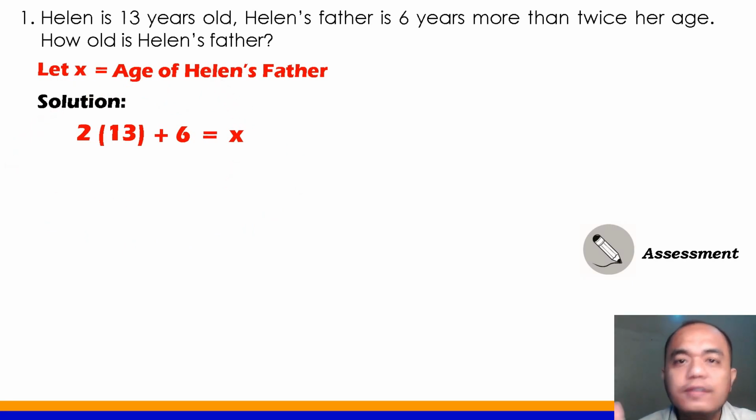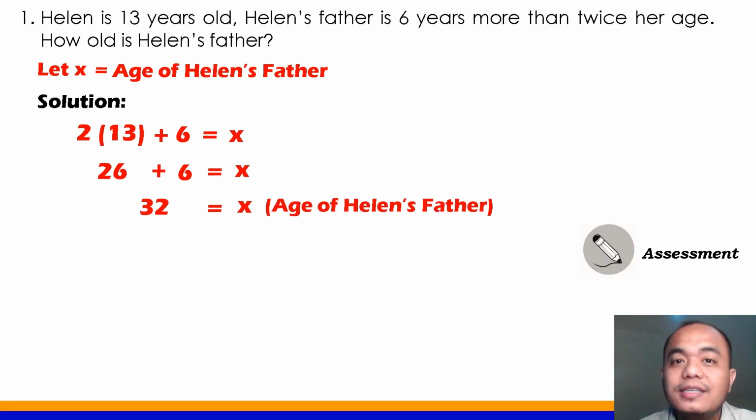Okay, so if we have this equation, we are now ready to solve. Now, anong una natin gagawin? Yes, i-multiply na muna natin yung 2 times 13. So that will become 26. Copy 6, and then x. After that, 26 plus x, how much? Yes, that's 32. That equals x. So Helen's father is 32 years old.